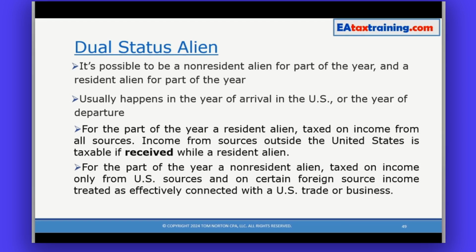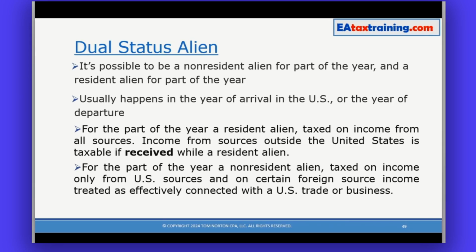So for the part of the year that the person is a resident alien, they are taxed on their income from all worldwide sources, just like a U.S. citizen. And what counts is when they received the income, not when they earned it. So if they received the income while they were a resident alien, then it is subject to income tax in the United States, no matter where it originated from. So it's when they received it.